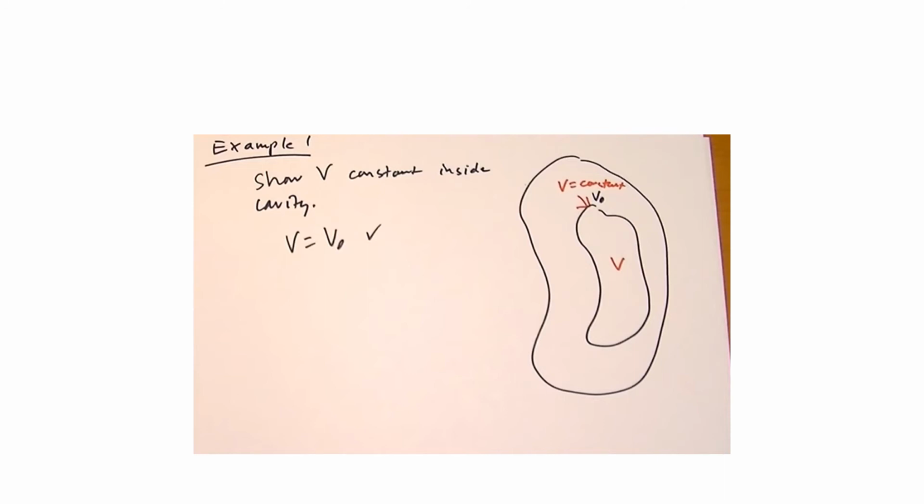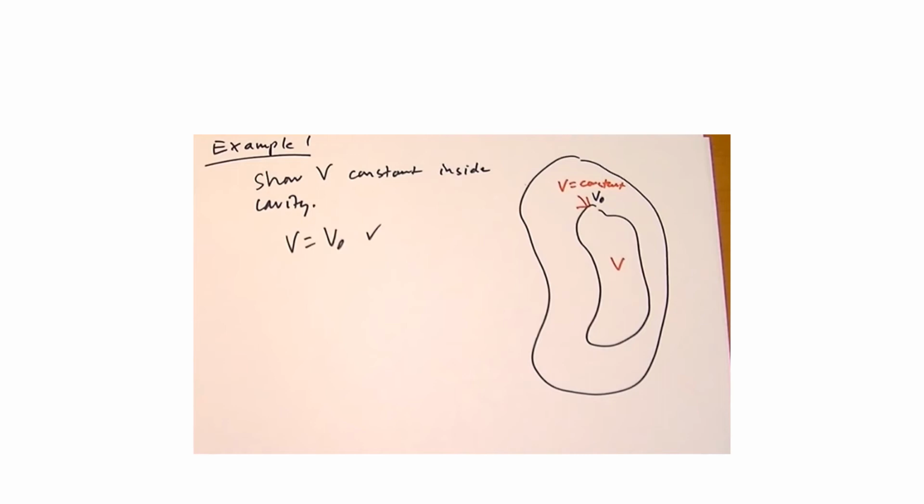So let us consider this example. Here you can see a cavity inside a metallic volume. Show that the potential is constant inside the cavity. That is what we have to prove. We can use the first uniqueness theorem to prove this.